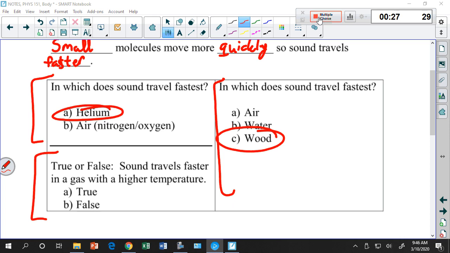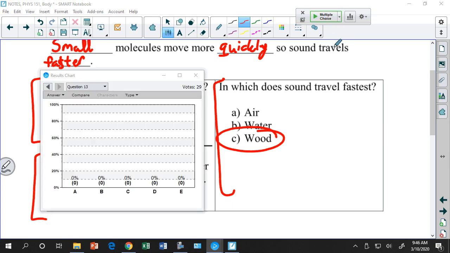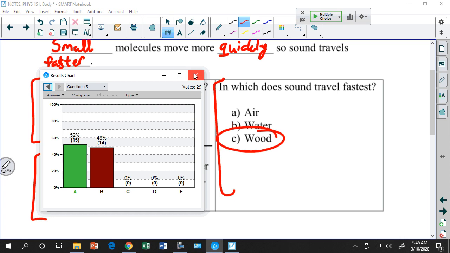Okay, maybe it's not so intuitive. I'll talk about it. We'll stop at 35. A is the right answer here.